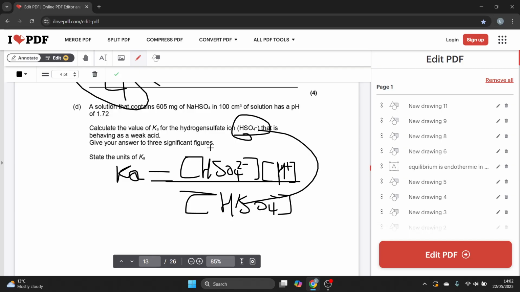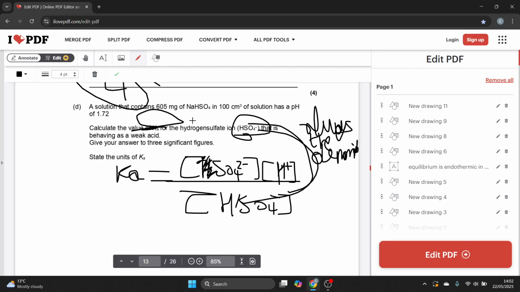I don't know why I put this H here. That's obviously false. It's SO4 minus, H plus, step that. So yeah, anytime you start to calculate the value of Ka for this, that is always the denominator, and then you can work out the numerator from there. Numerator. Okay, I can now work out the concentration of H plus, which is 10 to the power minus 1.72.